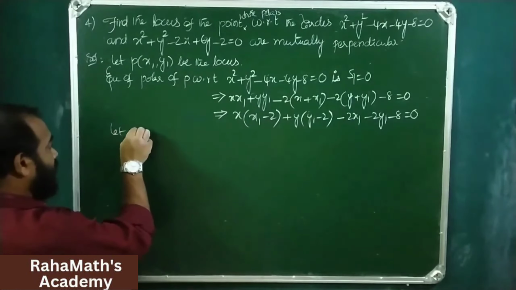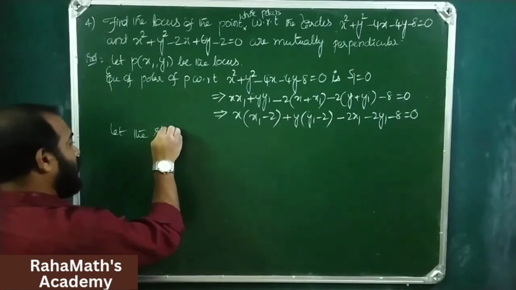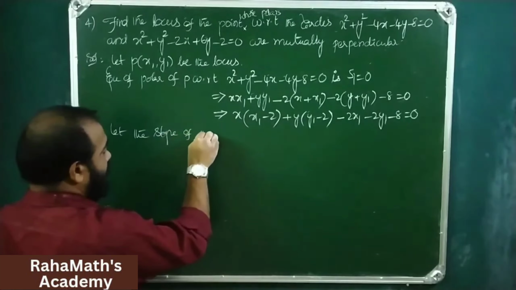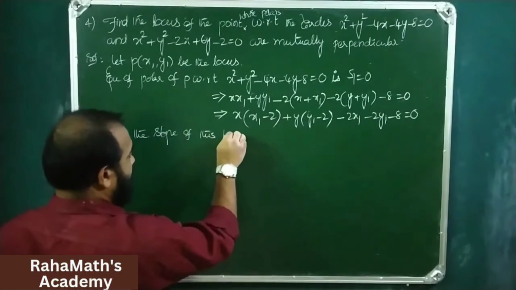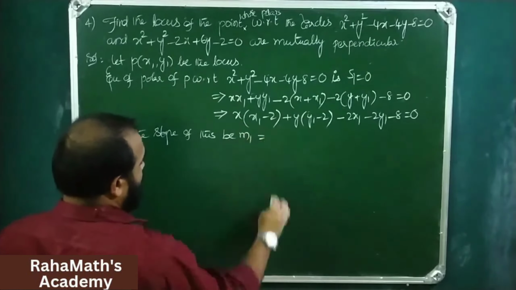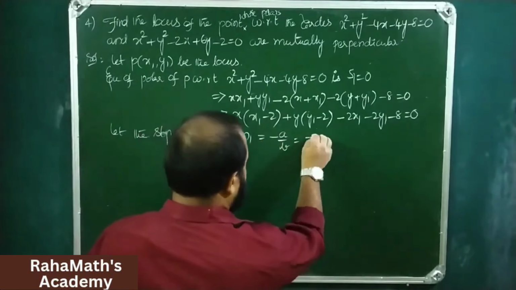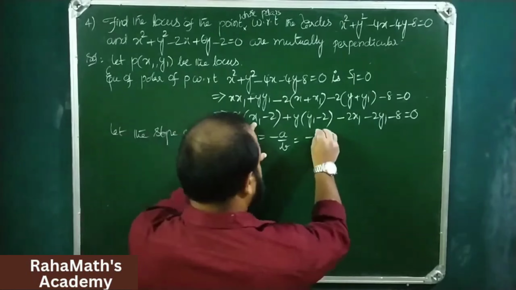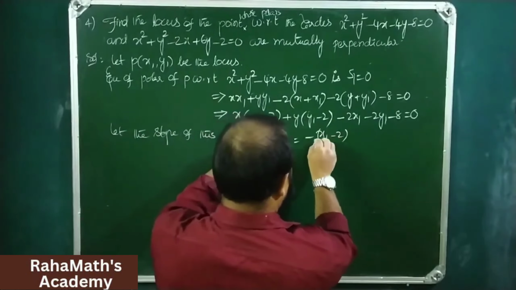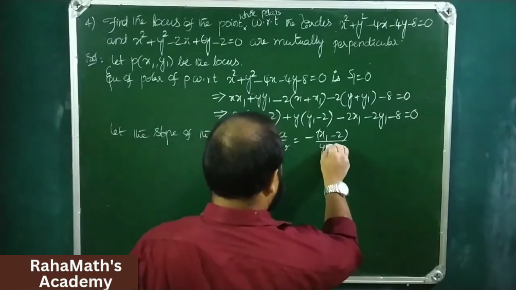Let the slope of this be m1, and what is m1? Minus a by b, that is minus the coefficient of x by the coefficient of y, (x1 minus 2) by (y1 minus 2).